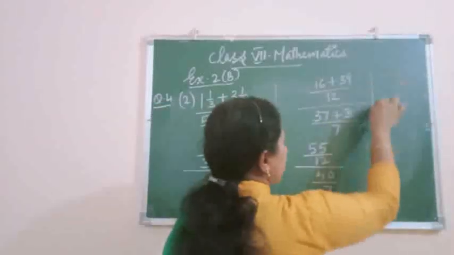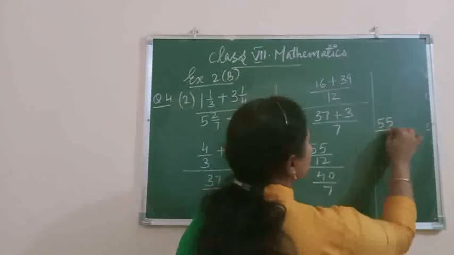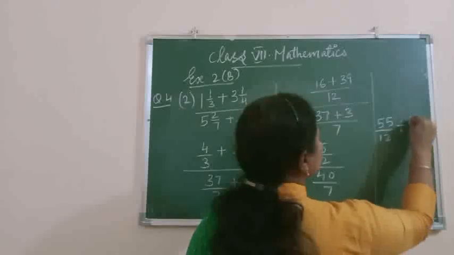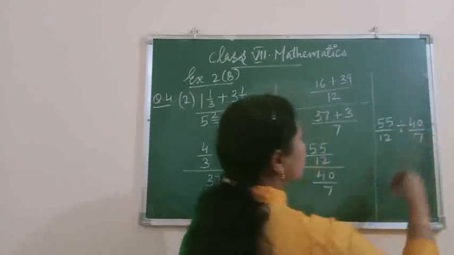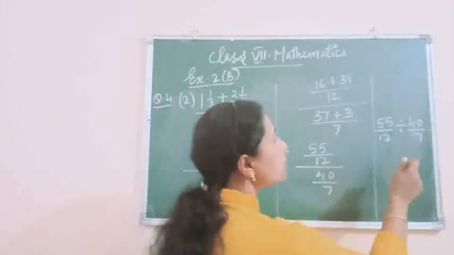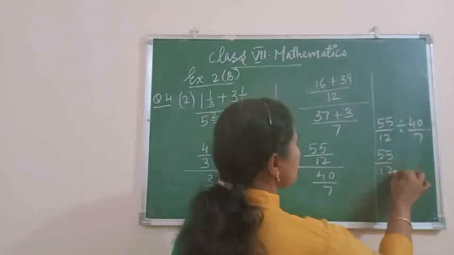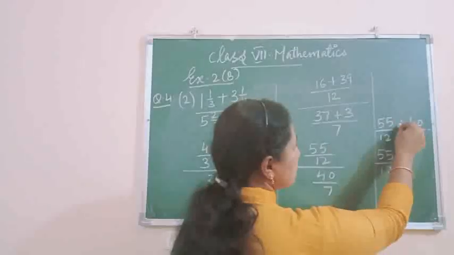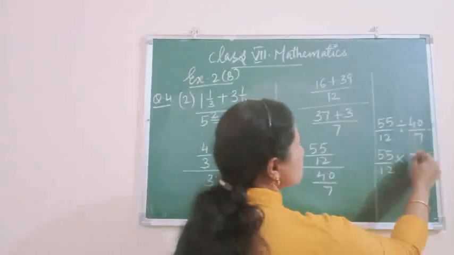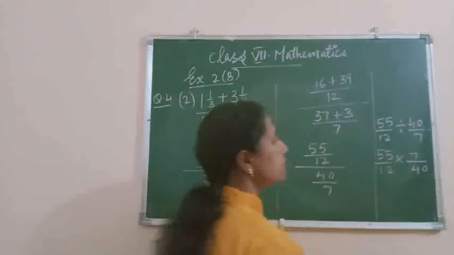Now we will carry out the division. That is, numerator 55 upon 12 divided by 40 upon 7. You know the division: take the reciprocal of the second fraction and do the multiplication. Now it is like this: 55 upon 12, first fraction no change. In place of division we are putting the multiplication sign, and 40 upon 7 you have to take the reciprocal. It will become 7 upon 40.